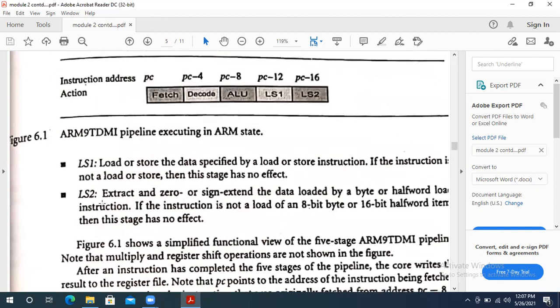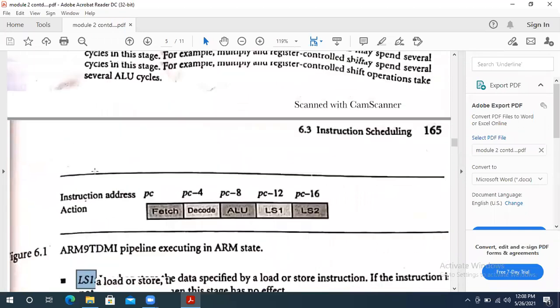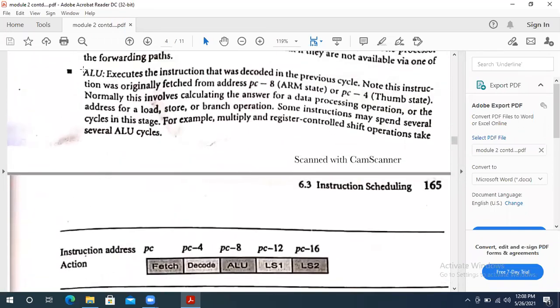it is sent to LS1 here. LS1 means this is nothing but load or store. See, as we know, after the ALU, can we get input or can we get output here? After executing, we get an input or output value. By default, we get the output value.